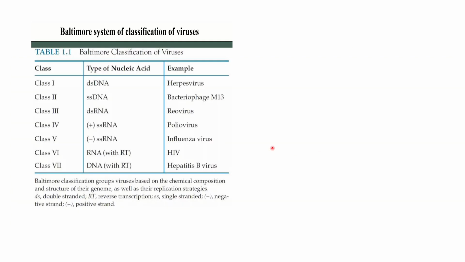Now, based on their configuration of nucleic acid, like whether they are DNA or RNA, sense or antisense, or whether they carry a reverse transcriptase enzyme with them, all the viruses are categorized into 7 different classes based on the Baltimore system of classification of viruses. For example, the class 1 viruses are double-stranded DNA viruses, and one such example is herpes virus. And class 4 viruses are positive-sense single-stranded RNA viruses. Examples for these are polio viruses, and so on.